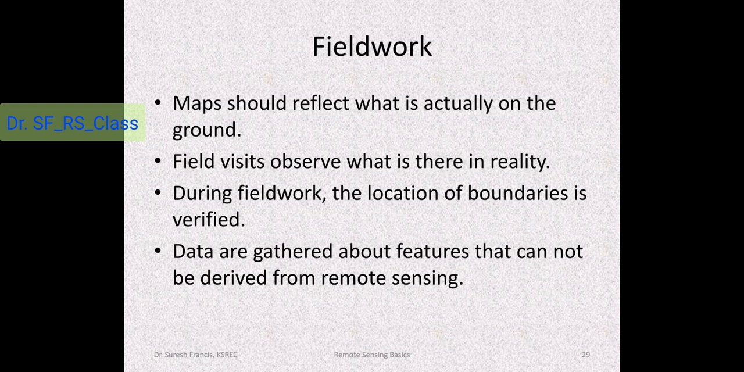location specific characteristics are verified, and data gathered about features that cannot be derived from remote sensing can also be done from the field. That means suppose you will be able to identify a road from the image, but only from the field you will be able to identify its name. So such kind of interlinking of information from the image and the field will make the map more meaningful.